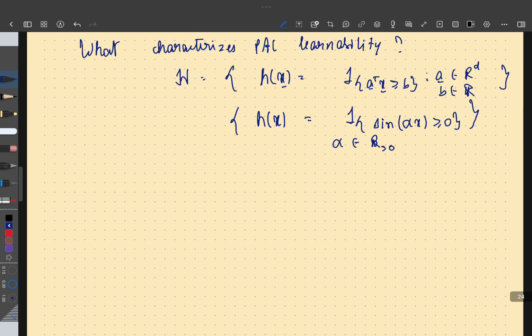Only alpha, right? It turns out that the first example is PAC learnable. The second example is not PAC learnable, even though the second example has just one free parameter and it looks like a simple class of functions. It's just one additional non-linearity. So I have alpha x in the first example as well, but in the second it's just sine of alpha x, and this small modification turns out to completely change the learnability property of the hypothesis class.